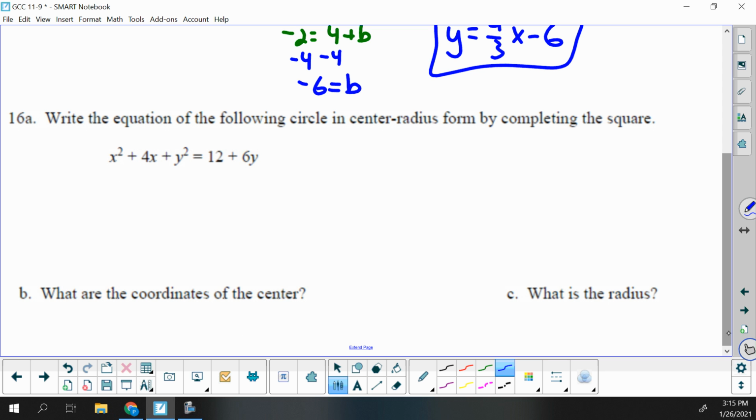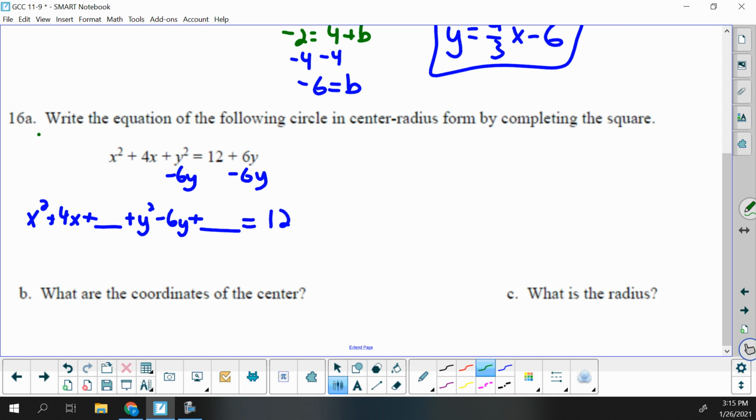All right, we're going to complete the square to get this in center radius form. So let's get the x's and y's on one side and the constants on the other. Now as I bring the x's and y's over, I'm going to make sure to leave space. So I have x squared plus 4x plus something. We've got to figure it out. Plus y squared minus 6y plus something. We've got to figure it out.